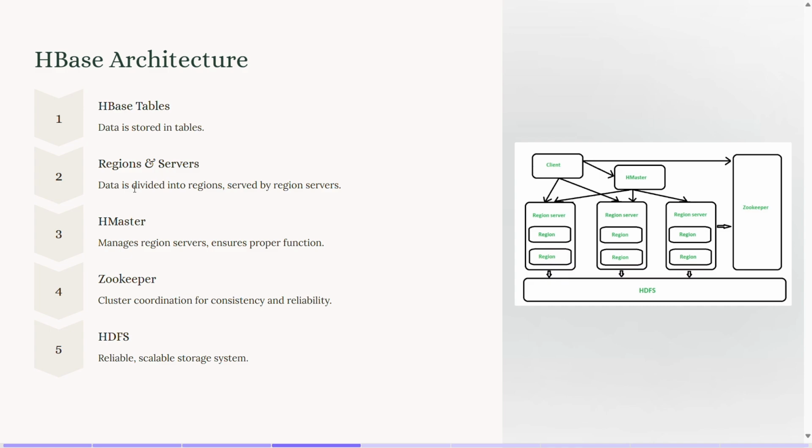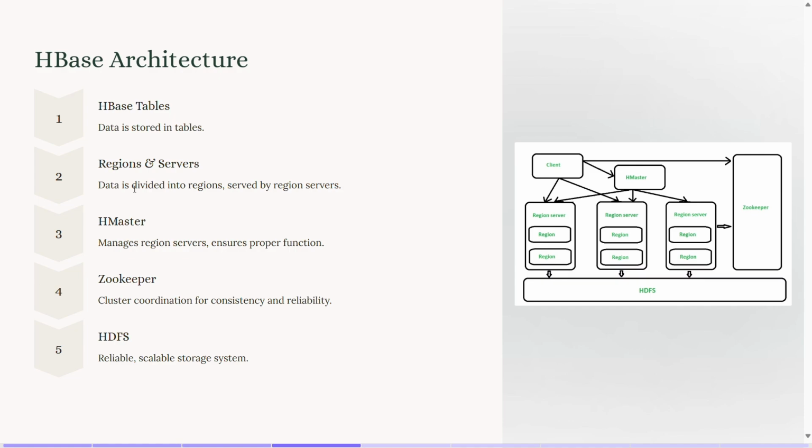Next is regions and servers, which are responsible for managing the data. So think of a region as a chunk of data from an HBase table. Each region contains a range of rows. When a table is small, it starts with one region, but as data grows, the region splits into two and is distributed across different servers. Region servers. These are the workers that manage multiple regions. They handle read and write operations and keep everything running smoothly. Data is first stored in memory storage before being flushed to disk as HFiles.